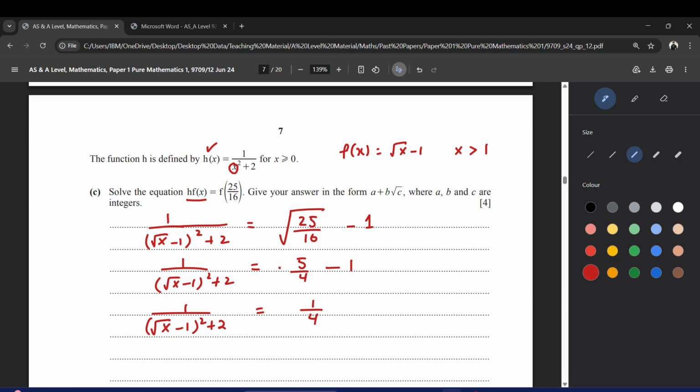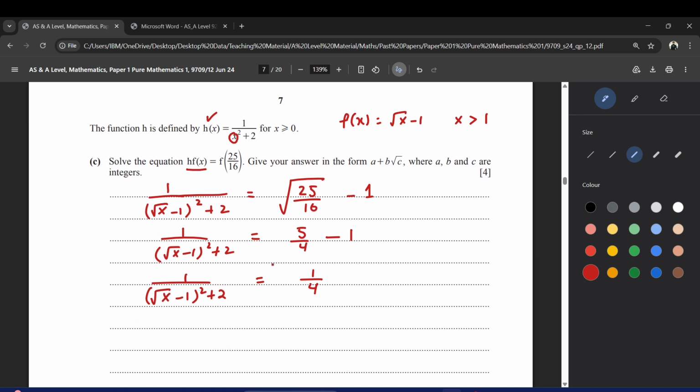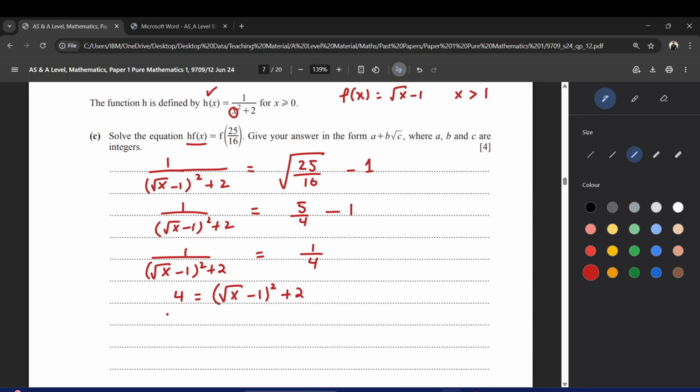Now why did I not take a negative sign over here? Because your domain value is greater than 1, so we have to take the positive side of it. All right, so we cannot take the negative solution. Now I'm going to cross multiply. So here we have 4 equals root of x minus 1 whole square plus 2. This 2 goes to the other side. So we have 4 minus 2, which is 2, root of x minus 1 whole square.